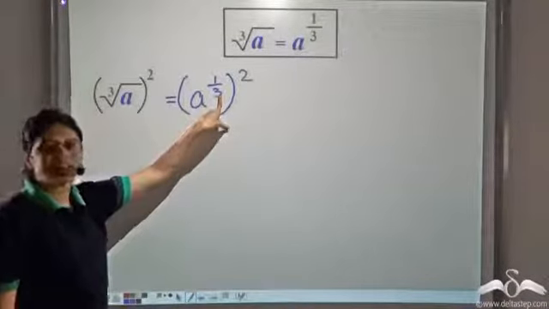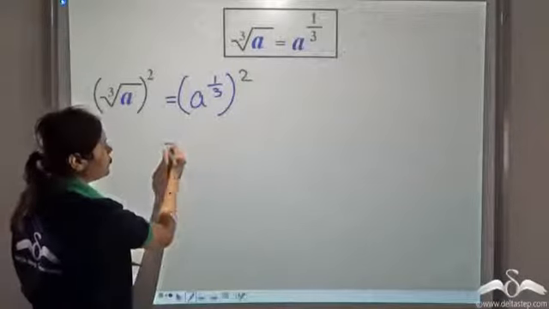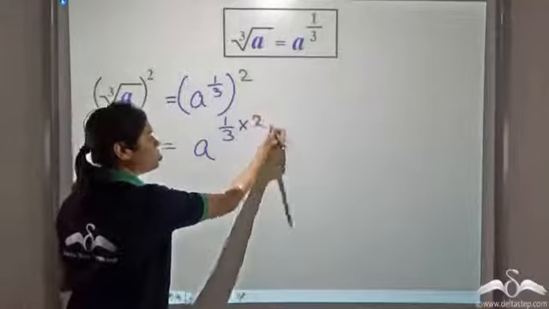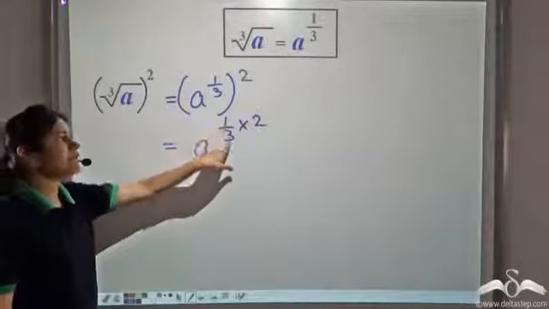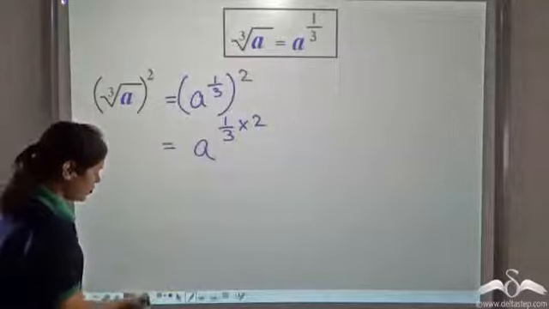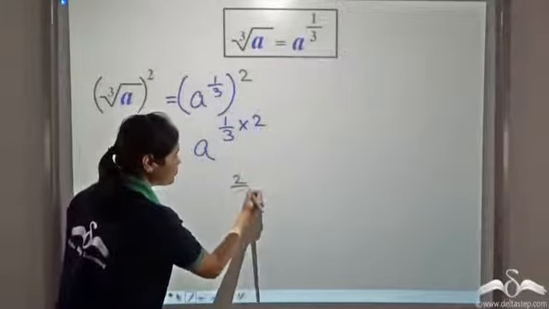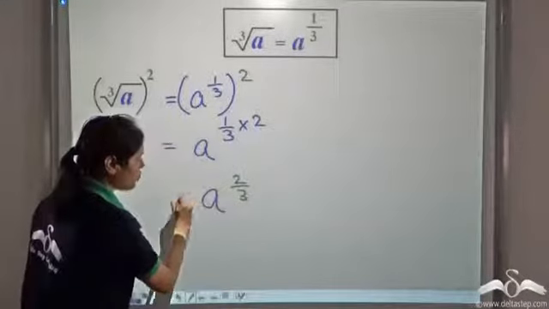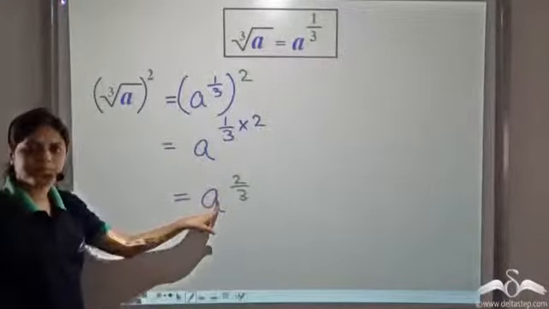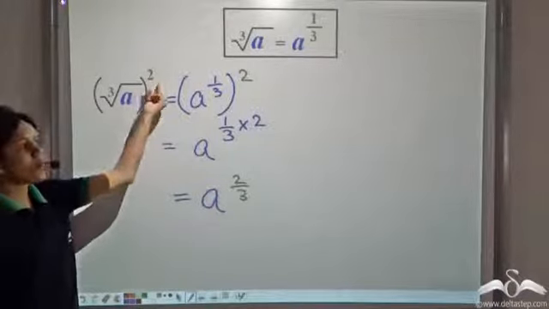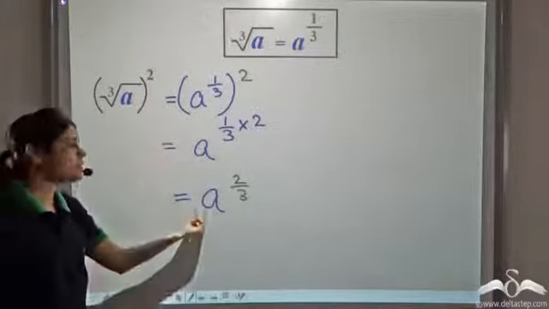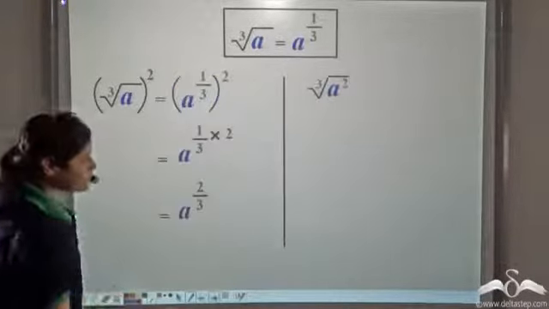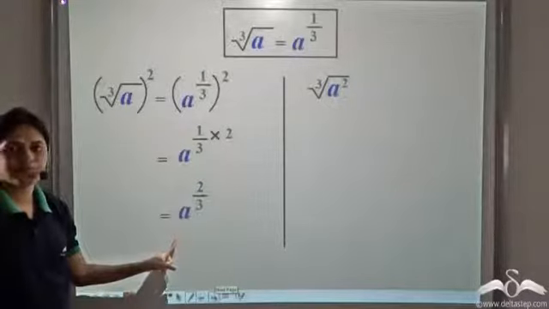We know that this can be written as a to the power 1 by 3 into 2. Now 1 by 3 into 2 is equal to 2 by 3. So this is a to the power 2 by 3. So we see that the square of cube root of a is equal to a to the power 2 by 3. So this is what we get.